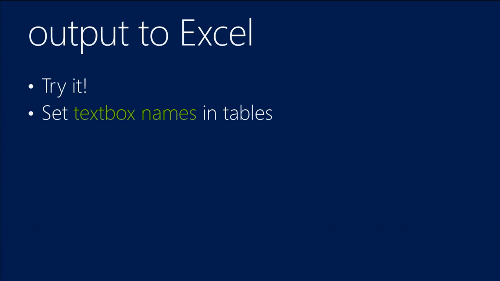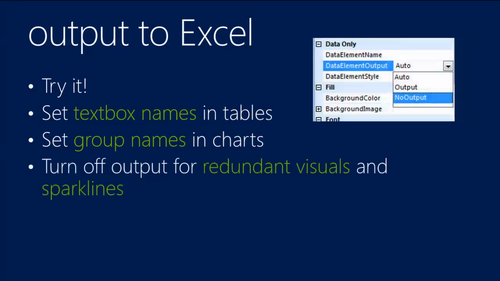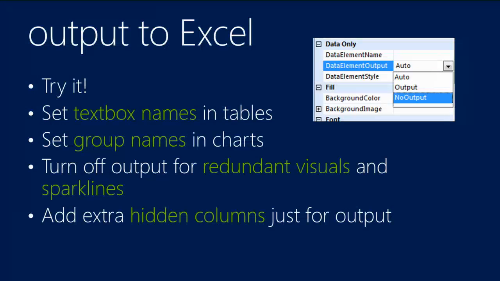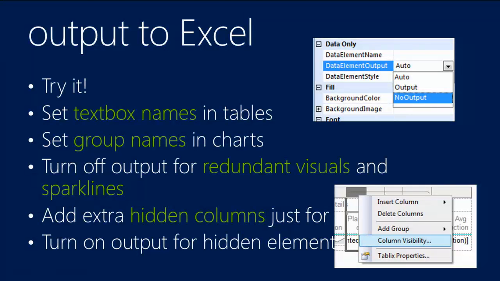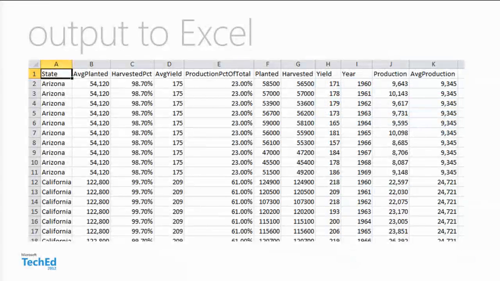So, some things to know. You can set text box names for your tables. You can set the names of groups and charts. These are good ideas because you'll get a nicer output. You can turn off the output from a data renderer, so you can go up to the properties, go to data element output, and change it from auto to no output. It will be excluded from your output. And then you can add extra hidden columns in your report that you can output to data renderers, but that you don't show on the screen. So you can set the visibility to off, for example. And here you'll get something a lot nicer.